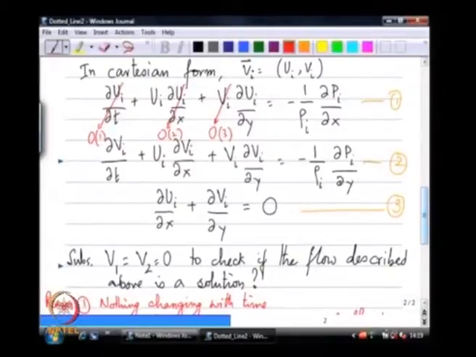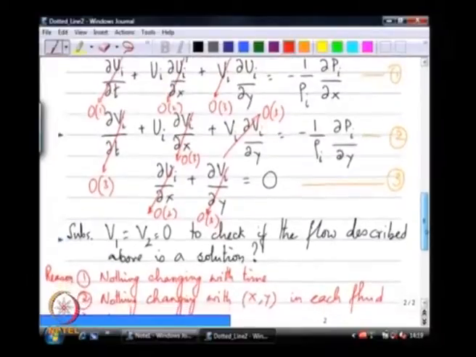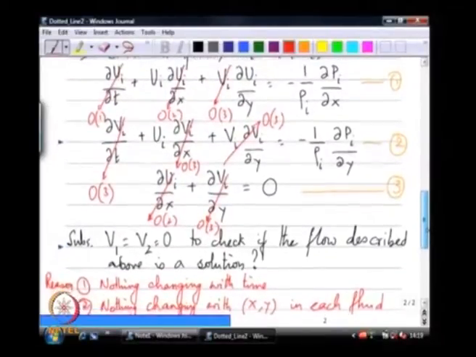Okay. Likewise, V I is 0. So, I can say this is due to 3, V I is 0, this is due to 3. So, this is 0 due to 3, this is 0 due to reason number 2. So, what have these simplified to?